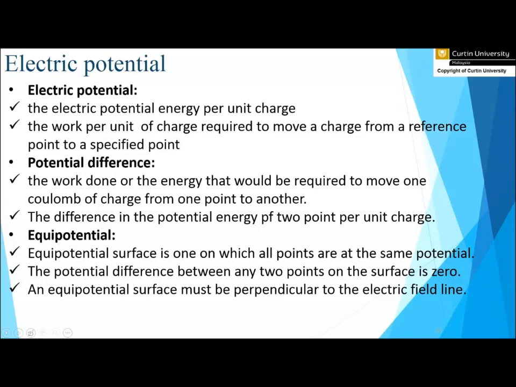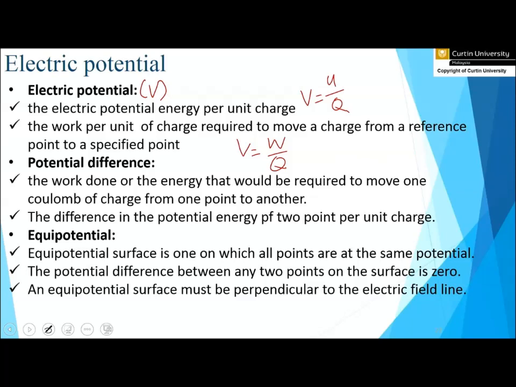Okay, so potential is similar to electric field. It's also a kind of aura measurement of the charged particle. Potential is equivalent to potential energy per unit charge, U per Q. Potential is given the symbol V. It's the work per unit charge required to move a charge from a reference point to a specific point. It also equals the work done divided by Q. Alright?